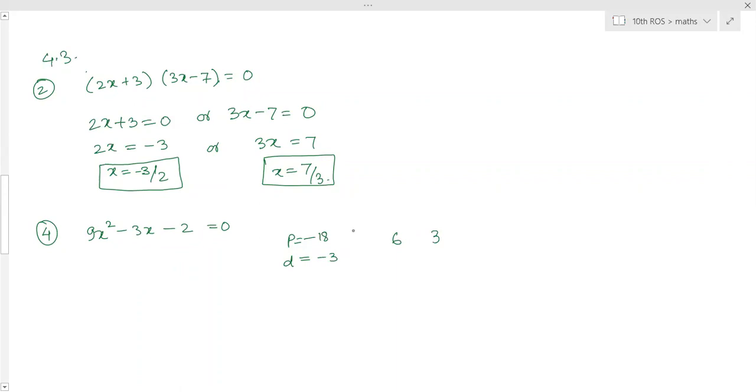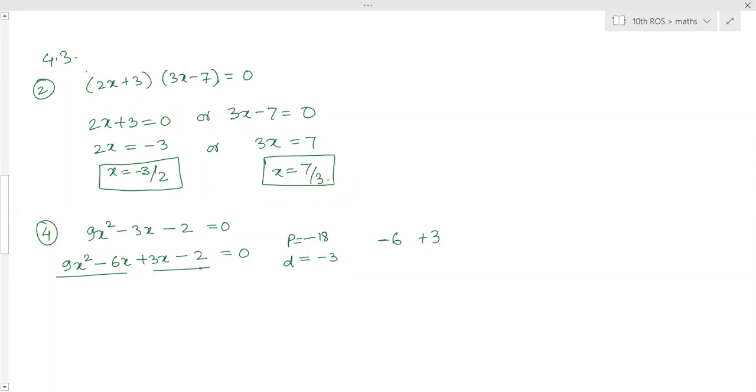Now one problem is deciding which one should have the positive and which one the negative sign. That depends on the middle term. The middle term is minus 3, so the larger of these two numbers should have the minus sign. So 6 will be minus and this is plus. So it is 9x square minus 6x plus 3x minus 2 is equal to 0.